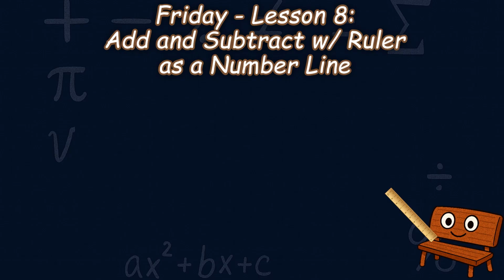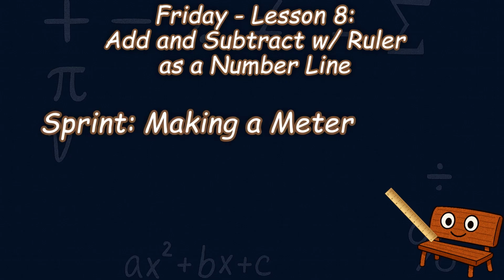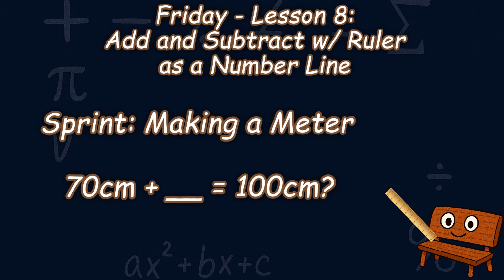On Friday, September 12th, Lesson 8 will be about adding and subtracting with the ruler as a number line. In the sprint, students will do the activity making a meter, which extends the make a 10 idea to 100 centimeters. For example, if I say 70 centimeters, they should respond with 30 centimeters to complete the 1 meter.